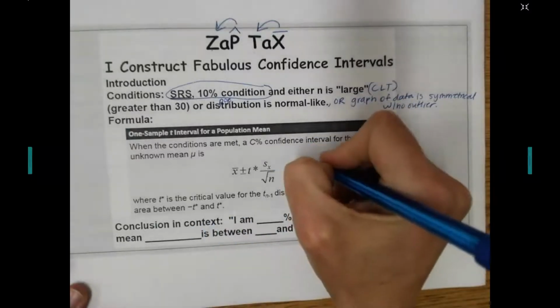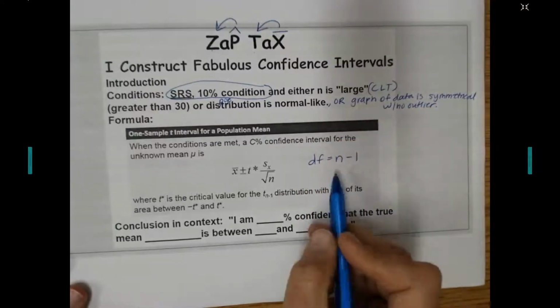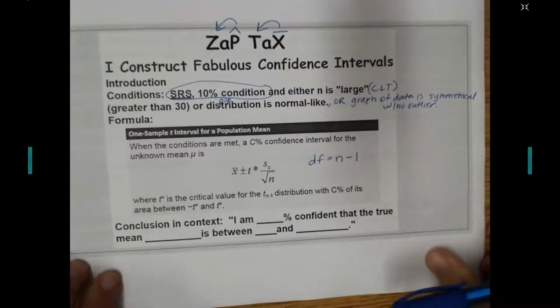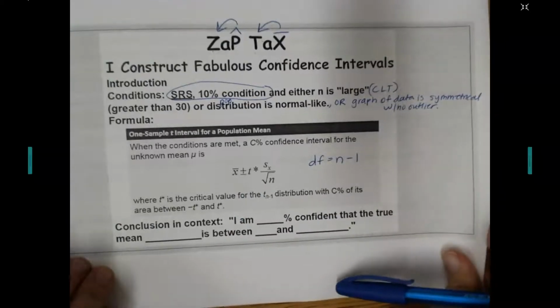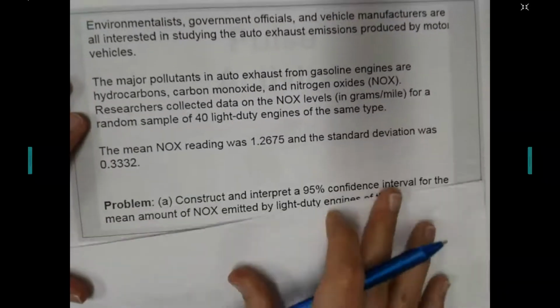Okay, and also one thing you'll want to state somewhere in your work is what your degrees of freedom are, because you've got to have that in order to find the t-star. And then your conclusion and context: I'm blank% confident that this interval captures the true whatever it is that we're trying to capture. So let's actually run one of these.